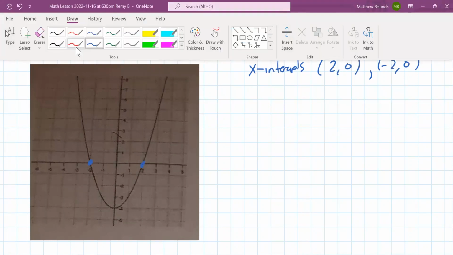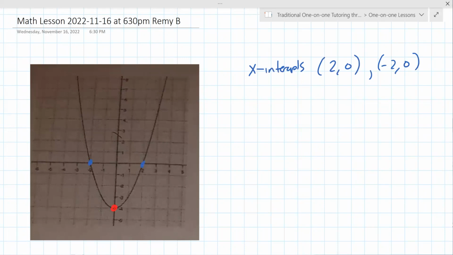The next thing you probably should always try to identify is what's called the vertex. It does not always cross the y-axis, but you need the x and the y value of that. And depending on what it asks for, we're going to use this information. Okay, is that okay right now? Any questions on that?